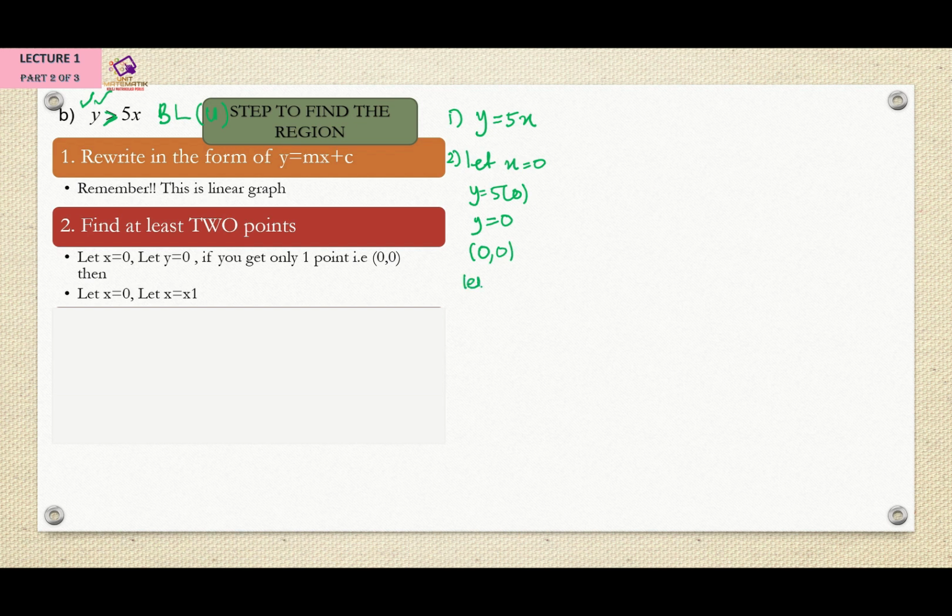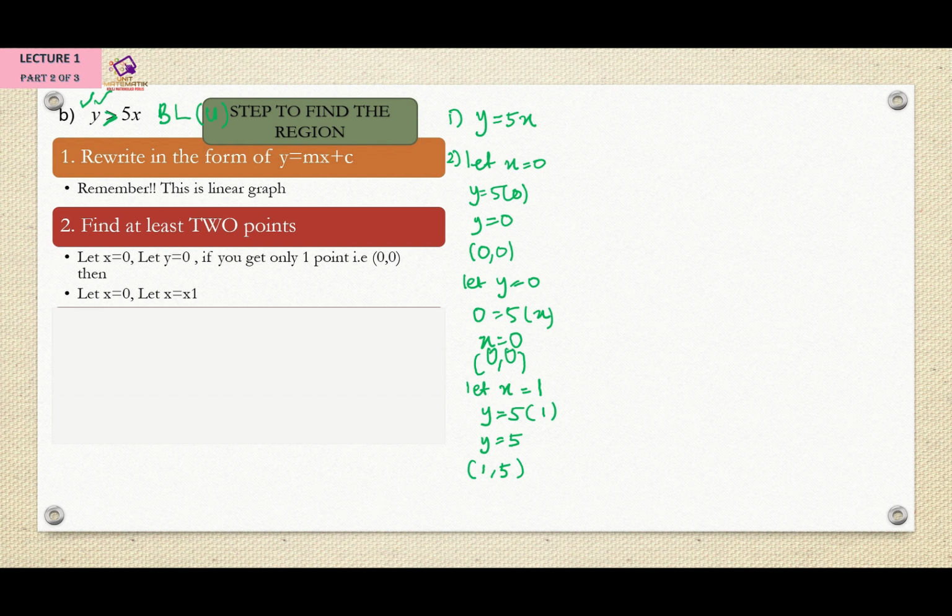And then we let y equals to 0. So when y equals to 0, x will be 0 as well. So please remember student, here we only have 1 point, which is 0, 0. So in order to find another 1 point, we need to let x equals to something, regardless 0. So here I choose 1. So when x equals to 1, we will have y equals to 5. So here the point that we get is 1, 5.